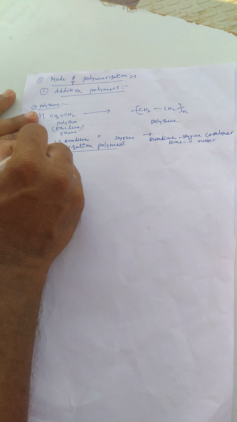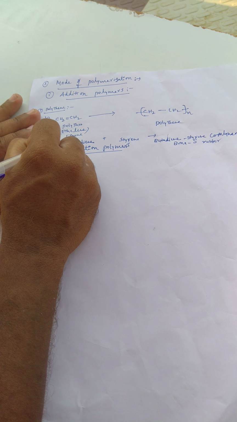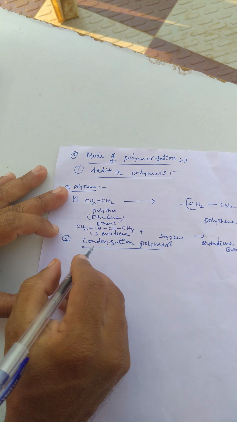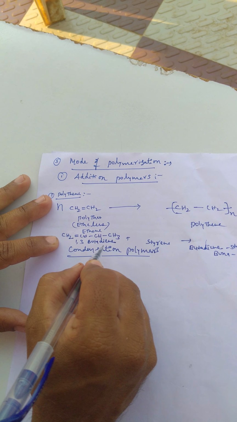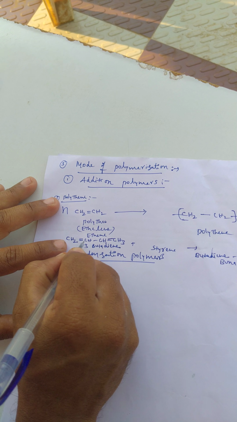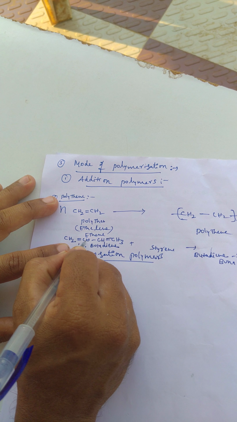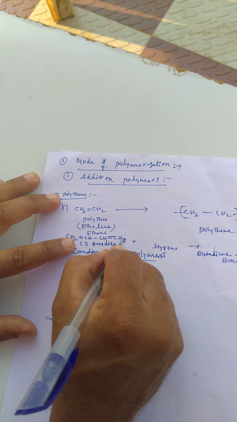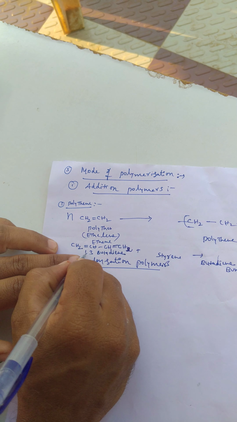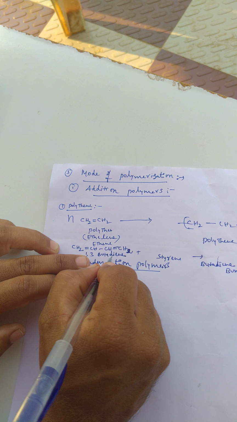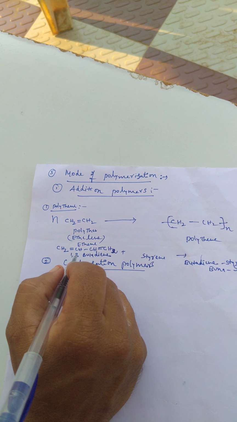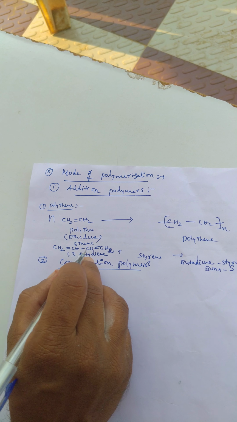1,3-butadiene. You can check why it is called 1,3-butadiene. There are 4 carbons: first carbon, second carbon, third carbon, fourth carbon. Double bonds are present between the first and second carbon, and between the third and fourth carbon. So in the first and third positions, di means 2 and ene means double bond. So it is called 1,3-butadiene.